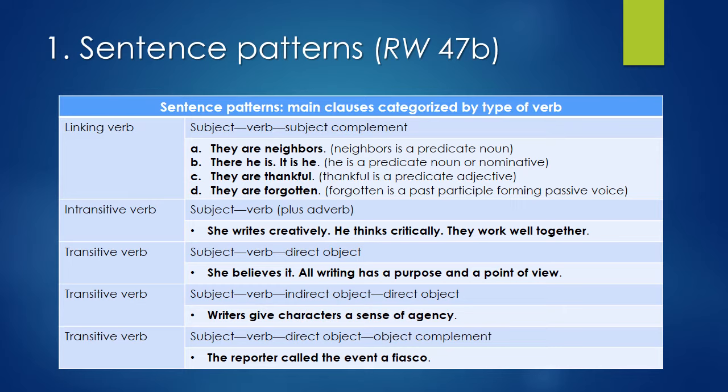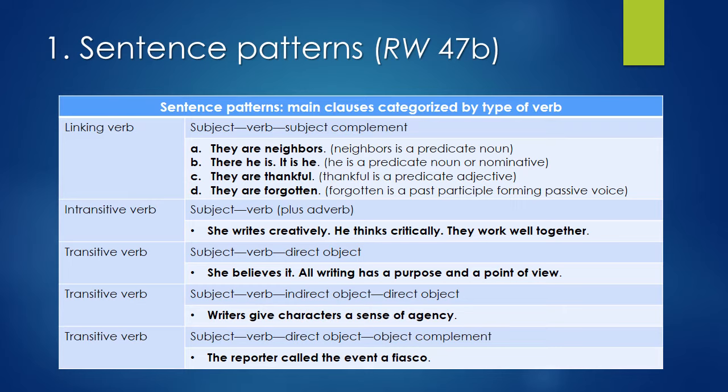We could put the period there to complete the sentence, but people often add adverbs afterwards, like creatively, critically, or well together. The third kind of verb is probably the most common, and that is the transitive verb, the action verb. And we talk about subject, verb, object syntax. For example, she believes it.